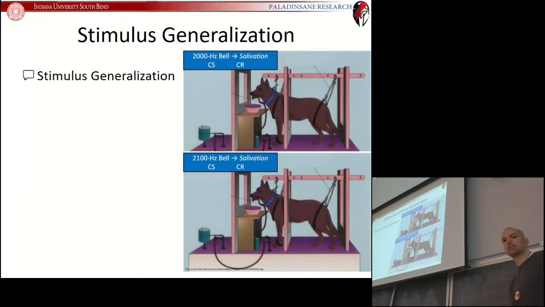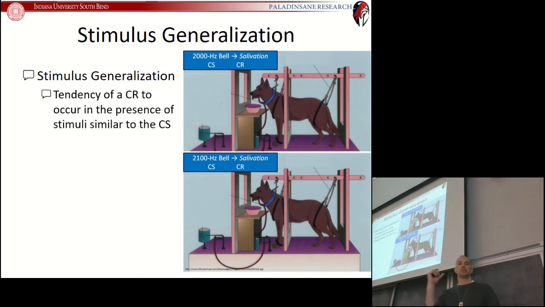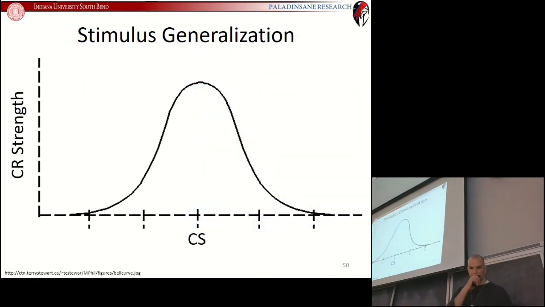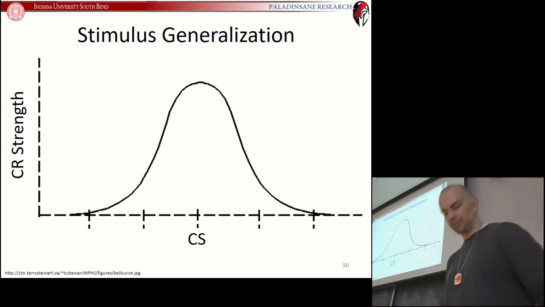And what we have in stimulus generalization is when a conditioned response occurs in the presence of stimuli that are similar to the conditioned stimulus. So the conditioned stimulus is what the dog was trained with. It used to be a neutral stimulus. It got paired with the unconditioned stimulus. It's now a conditioned stimulus. And stimulus generalization refers to the phenomenon where stimuli that are like the conditioned stimulus will now also elicit the conditioned response. So this is a stimulus generalization curve.